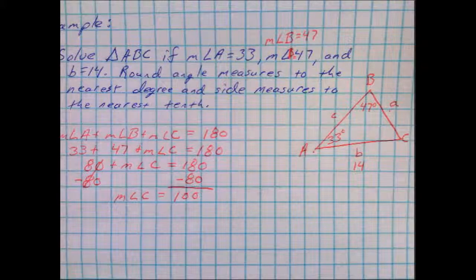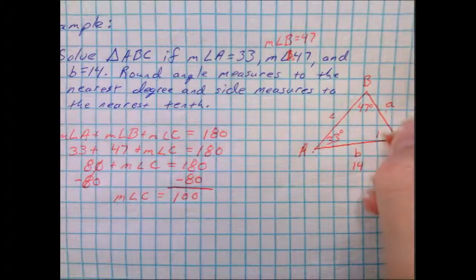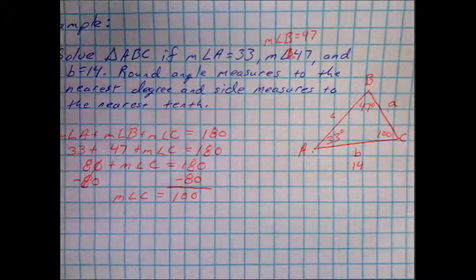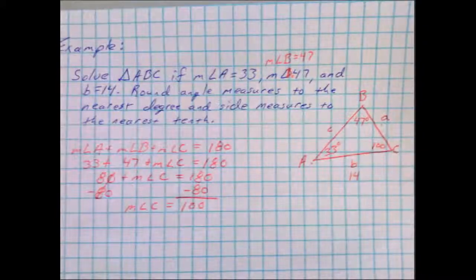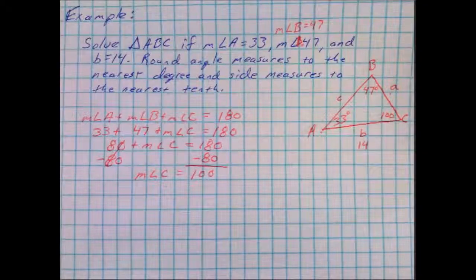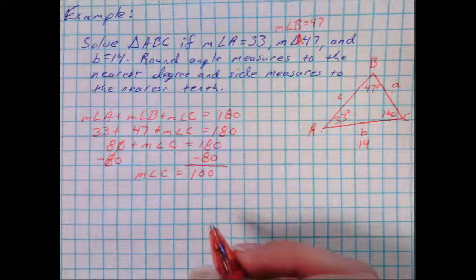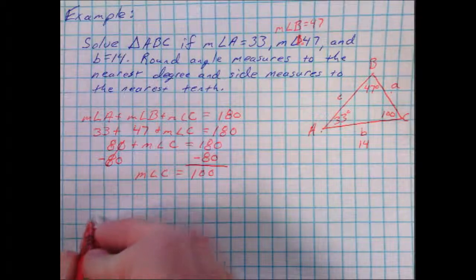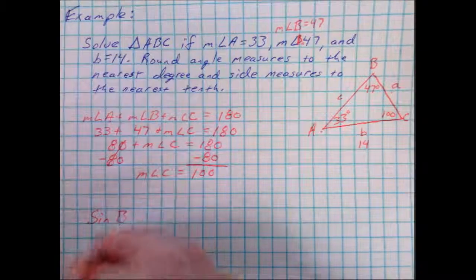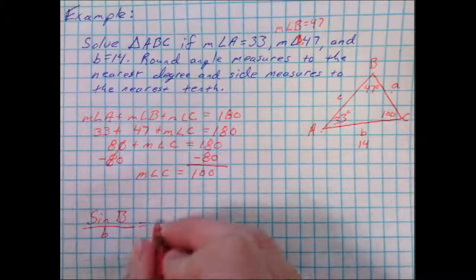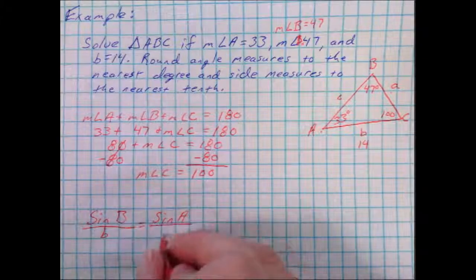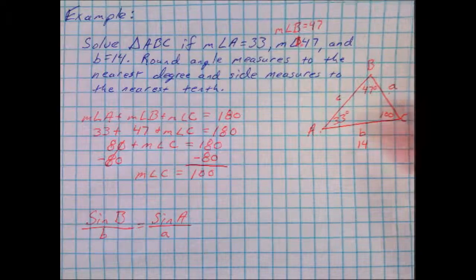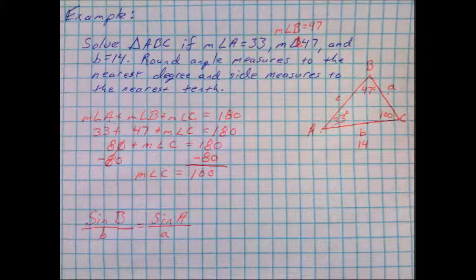Alright, so then from here, let me go ahead and label that, I apologize. We're going to be setting up our different proportions to find sides A and C. So let me pull up just a little bit here. Alright, so the first one I'm going to do is set up B and A. So I've got sine of B over side B equals sine of A over side A. Okay, I know both parts of B, and I'm missing a piece for the A. So I'm going to set that one up.